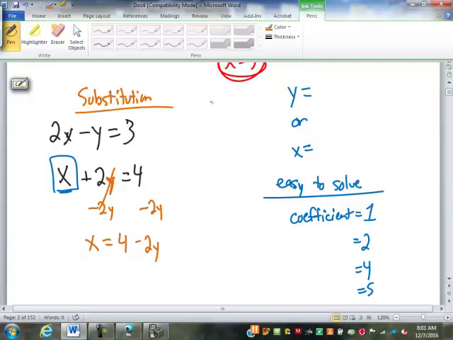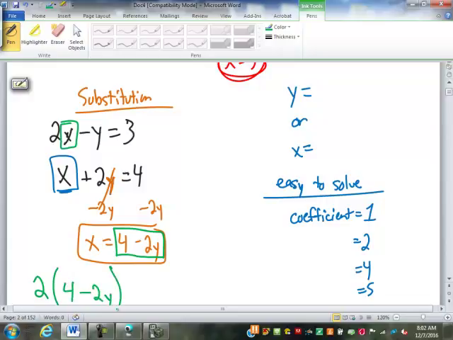When I'm doing substitution, it doesn't matter which variable I solve for. I usually try to find the easier variable to solve for. So in this one, I'm solving for x. Now that I've solved it, x equals 4 minus 2y, I go into the other equation and I replace x. Here's x. So instead of 2 times x, it's going to be 2 times x equals 4 minus 2y. So I put 4 minus 2y in where the x was, minus a y, equals 3.